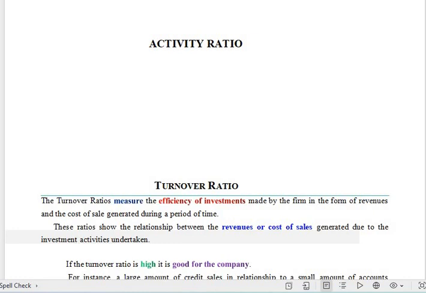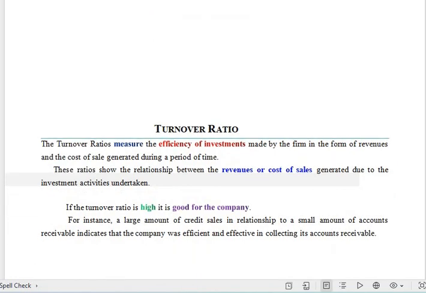The activity ratio is otherwise called the turnover ratio. We calculate this ratio based on turnover. In order to calculate this ratio, one of the variables we consider as turnover is nothing but the sales or cost of sales. On that basis we are going to calculate the ratio. The turnover ratio is otherwise called the efficiency ratio, or we can call it the activity ratio. Why is it called the efficiency ratio?